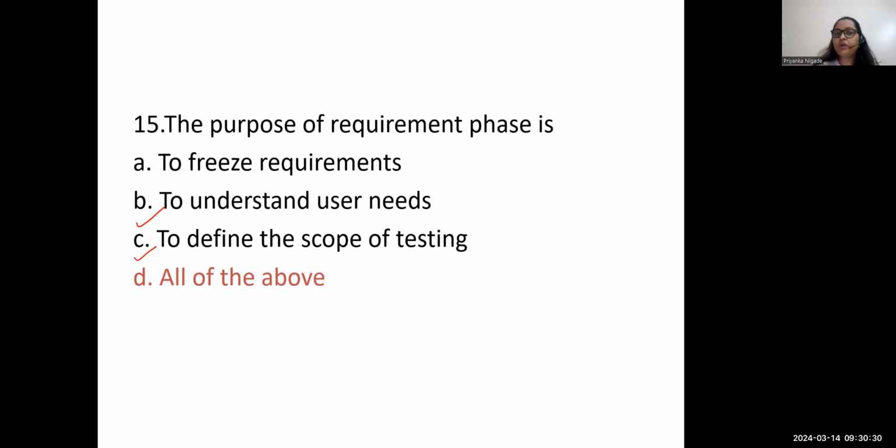That means there will be no change from the customer side. Requirements will be frozen, and even if the customer wants to update them, as per the process, they can update the requirement document too. That's the reason the correct answer is all of the above. Yes, D is the correct answer. The purpose of the requirement phase is to freeze the requirement, to understand user need, and define testing scope, because based on requirements only we test the software application. So the correct option here is option D. All three options are correct here.